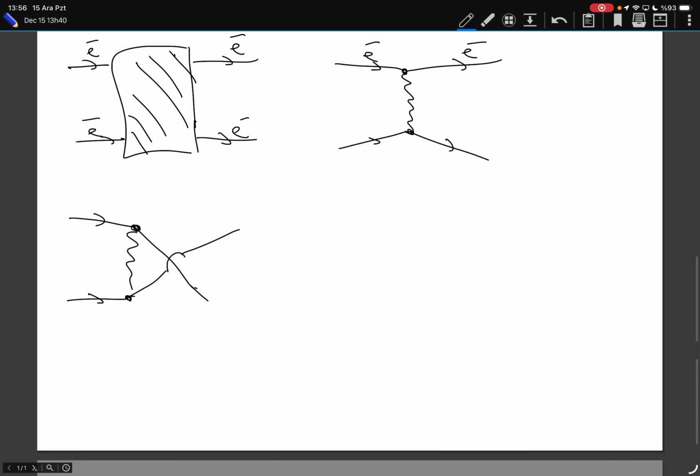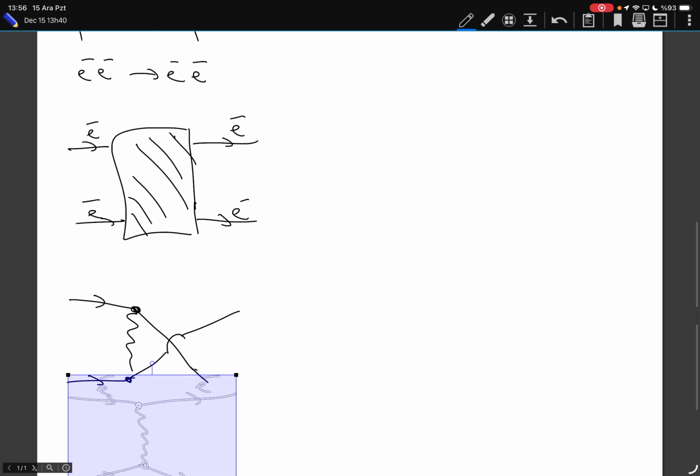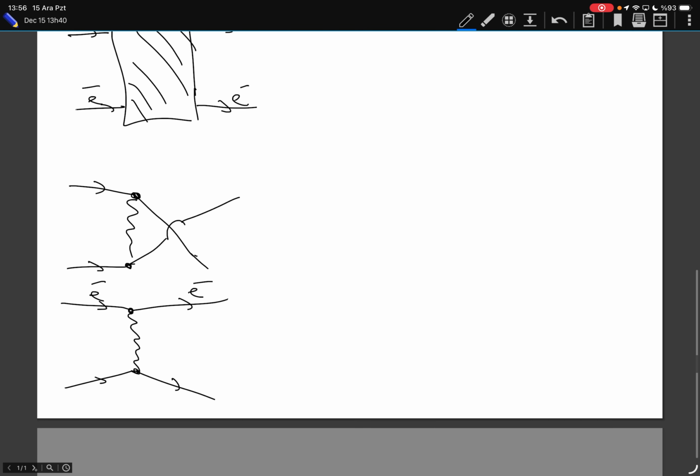So let's just calculate the corresponding terms. What we are trying to calculate is the cross-section for this process, because that is what we will be able to measure. Basically, the cross-section will tell us the probability that the electron in the final state will be scattered in some direction or in the other direction.